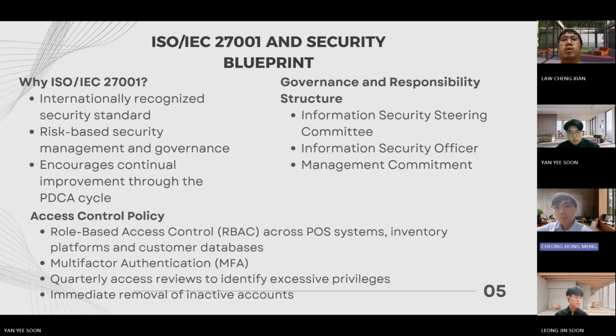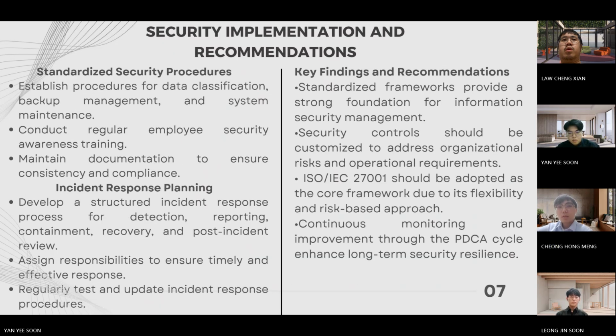Next, the framework also emphasizes standardized security procedures. These procedures ensure consistency in security practices throughout the organization. Key procedures include data classification and handling policies, employee security awareness training, and regular reviews of documented procedures. By standardizing these activities, the organization can reduce operational risks and improve compliance with security requirements.